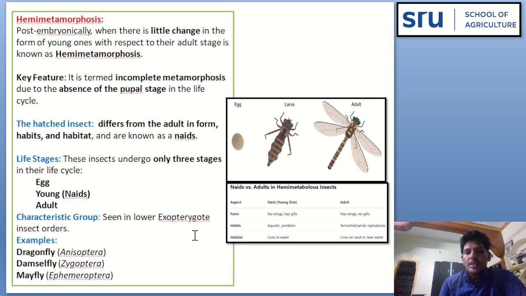This kind of metamorphosis is seen in lower exopterygote insect orders, that is in dragonfly, damselfly, and mayfly. See here, form. The naiads have no wings but they possess gills. But in case of adults, wings are there but no gills. Habits. These naiads are aquatic and predators, and the adults are terrestrial and free living.